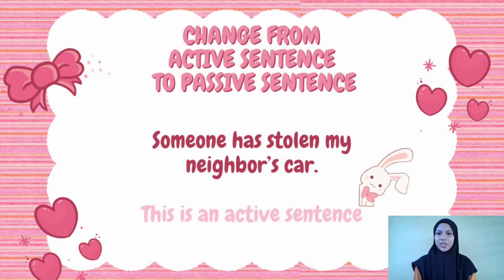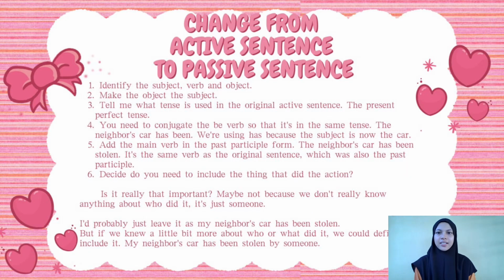Okay, let's try to change from an active sentence to a passive sentence. Someone has stolen my neighbor's car. This is an active sentence. Step 1, identify the subject, verb, and object. Step 2, make the object the subject. Step 3, tell me what the tense is used in the original active sentence: the present perfect tense. Step 4, you need to conjugate the be verb so that it's in the same tense.